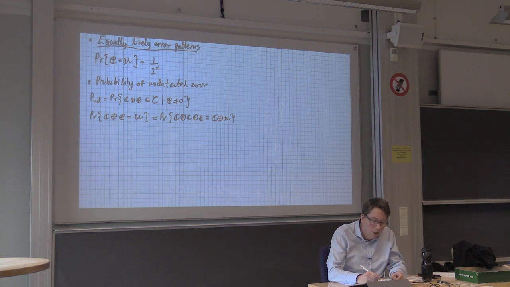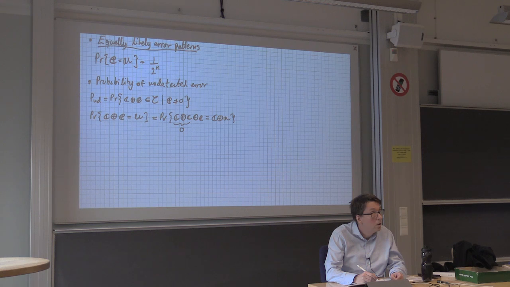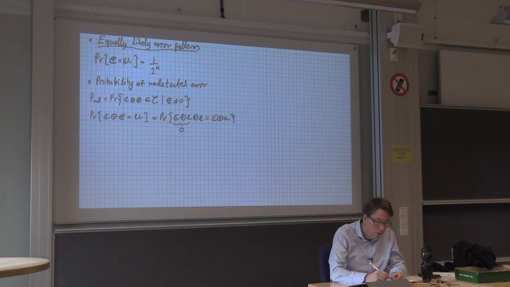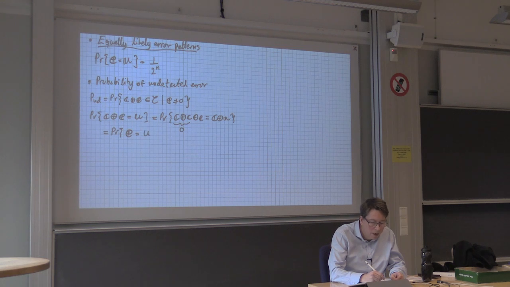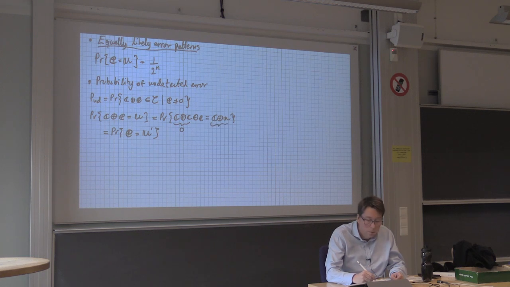Okay. The beauty here is that C plus C is equal to what? 0. And 0 plus E is equal to the same. If you add 0 to something, you don't change it. So it's the same in binary arithmetic. So 0 plus E is E. So this is equal then to the probability that E, which is on the left-hand side, is equal to some pattern, let's call it U prime, where U prime is C plus U.